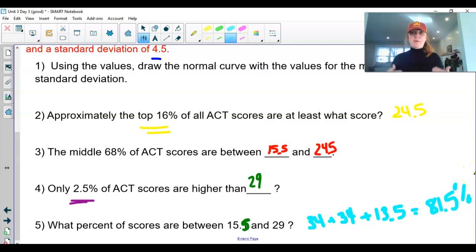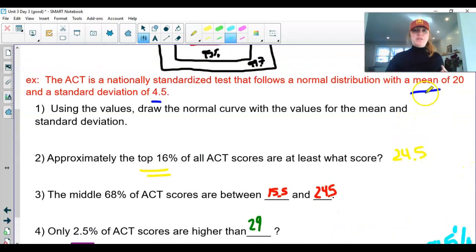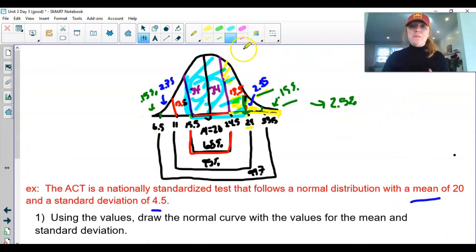All right, ladies and gentlemen, what you've learned from this video is how to mark out the 68, 95, 99.7 rule for a normal distribution and apply it to a problem.